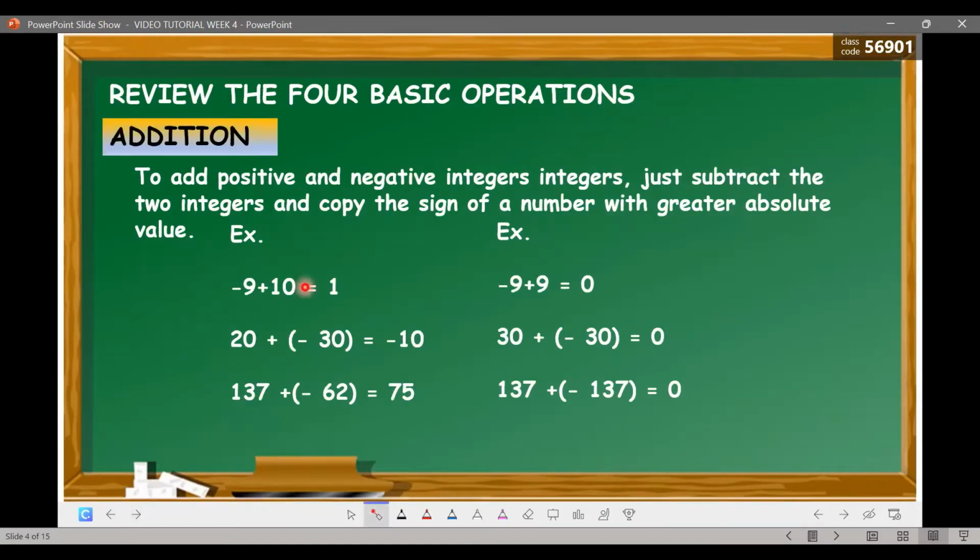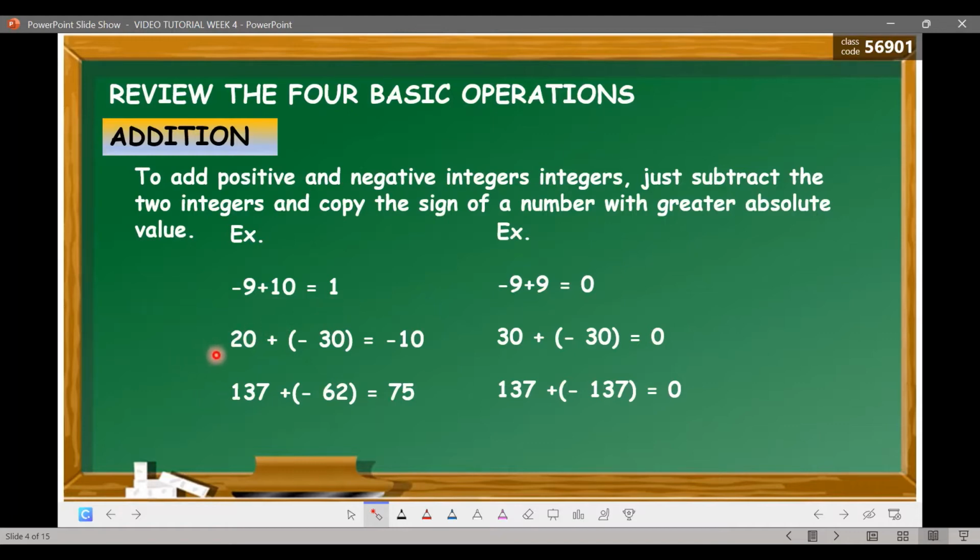Okay. So to add positive and negative integers, just subtract the 2 integers and copy the sign of the number with greater absolute value. Okay, example. Negative 9 plus 10. So we're going to subtract 9 from 10, so we have 1. Then we have to copy the sign of the number with greater absolute value. The number with greater absolute value here is 10. The sign of 10 is positive. That's why our answer is positive 1.